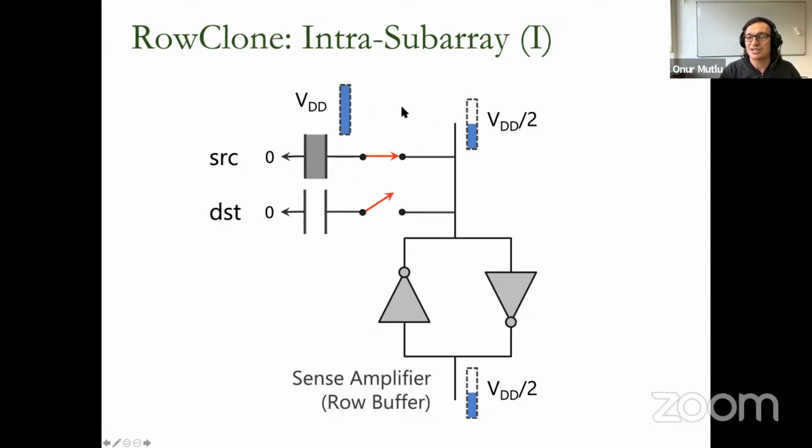This capacitor shares its charge with the bit line over here, so this becomes slightly perturbed. This becomes VDD/2 plus delta, and this becomes VDD/2 minus delta. That plus is a bit incorrect over here, but that's fine. I think you get the point.